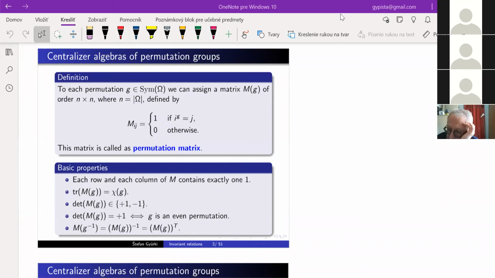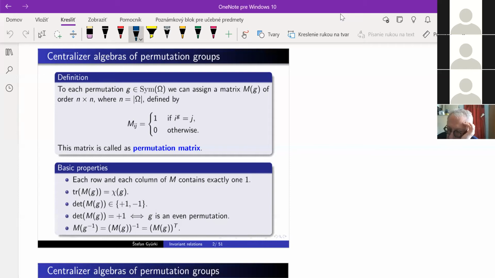Let's continue, or let's start. First, we would like to move from permutation groups to algebras, and one way how to do this is using matrices. To each permutation, we can assign a matrix which is simulating what the permutation is doing.